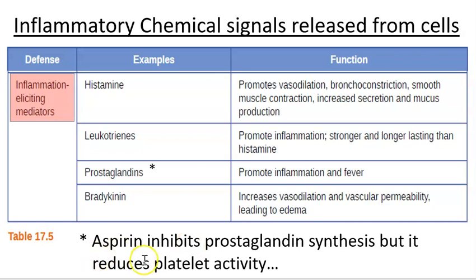And it's kind of interesting when you look at aspirin, it actually is going to inhibit certain prostaglandins from being made, but at the same time it does reduce platelet activity. So you might block the effects of what you're feeling there with the prostaglandins, but you're also going to lose the effects that they are actually doing to boost your immune system response there.